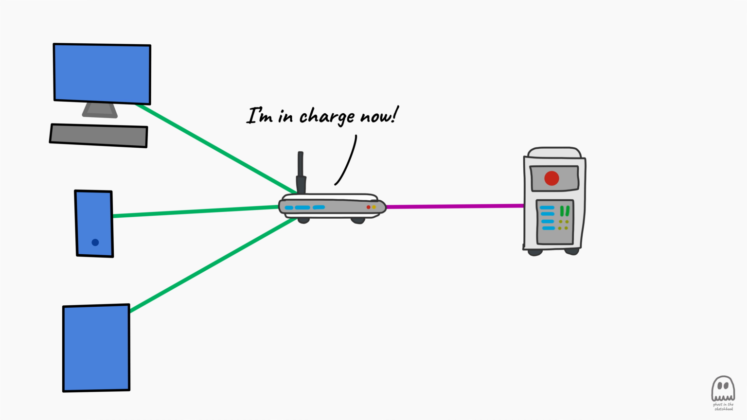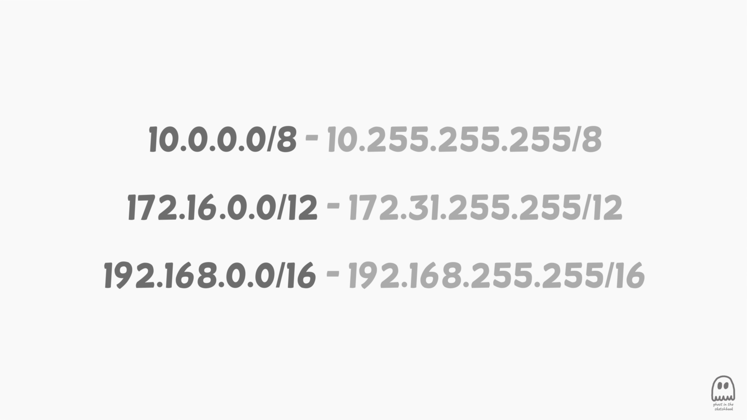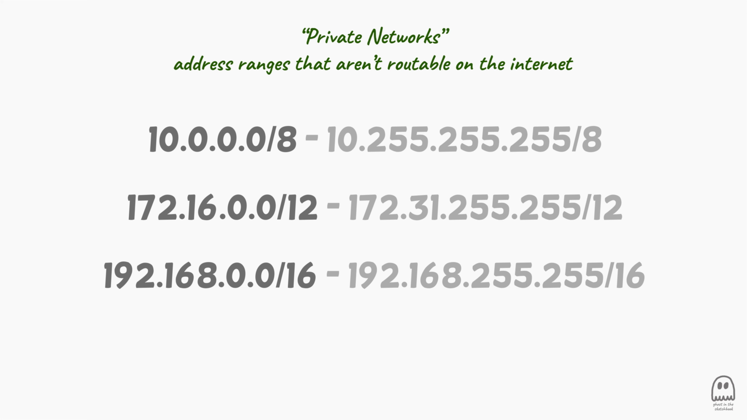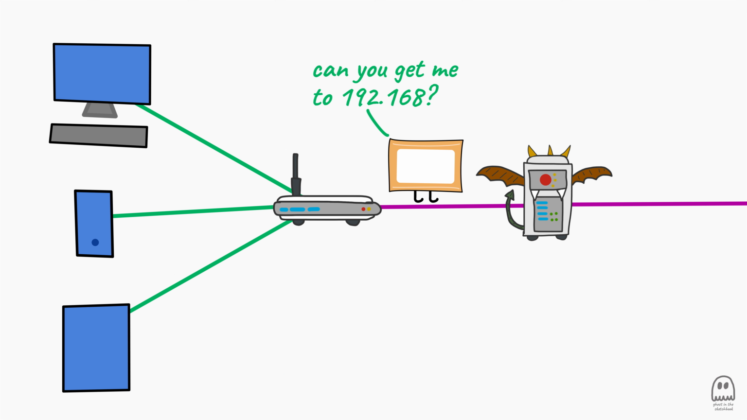Your router handles this assignment, also picking the addresses from an available pool of private network addresses. These are ranges of IP addresses earmarked for this exact purpose, private networks that aren't visible to the public internet. If you ever wondered why you always see addresses beginning with 192.168, this is why. Your router knows that these addresses are safe to use. And if you try sending a packet to one of these addresses, core routers on the public internet will just ignore it.